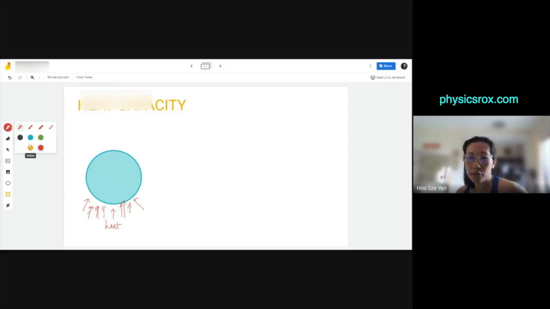Now, different objects have different rates of temperature increase. Agree? Let's say now we get a smaller copper ball. We apply the same amount of heat. Is the temperature increase going to be the same or different compared to the big one? What do you think? Let's call this A and let's call this B. If we apply the same amount of heat, will the temperature change be the same or different? What do you think?